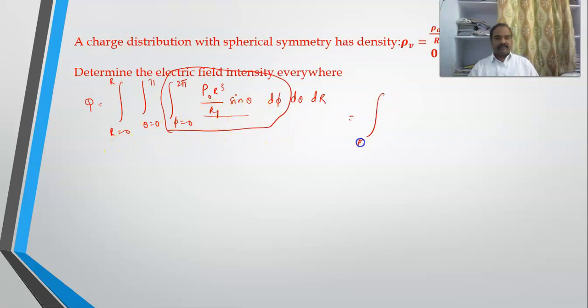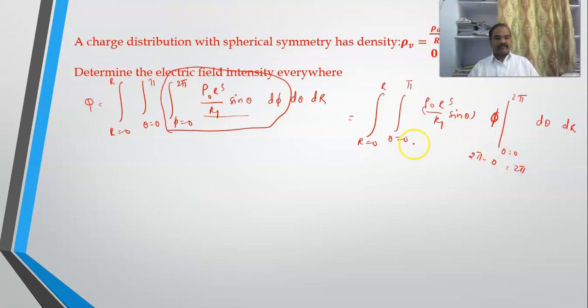So I will be getting r is equal to 0 to r, theta is equal to 0 to pi. This entire thing will be treated as constant. I will be getting only phi, and it must vary from 0 to 2 pi. Still there is d theta and still there is dr. What is the value of this one? If I substitute 2 pi, I will get 2 pi minus 0, so I will get here 2 pi. That 2 pi will be multiplied here.